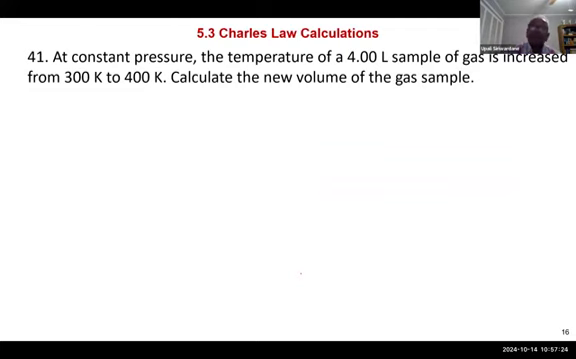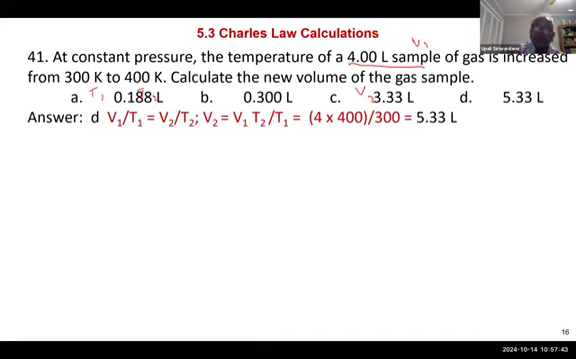At constant pressure, the temperature of a gas increases from T1 to T2. What is the new volume of the gas? So you calculate the new volume and plug in the correct variables. You get 5.3. That's D.